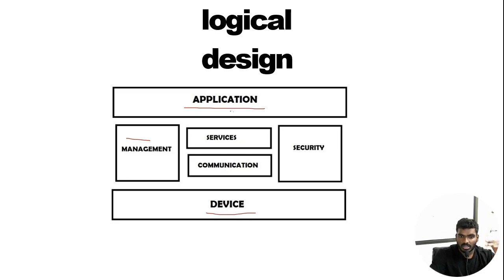So the logical design of the IoT integrates these layers to create an efficient and secure ecosystem where IoT devices communicate, are managed, and provide meaningful services. By separating the system into distinct layers like application, management services, communication, security, and device, IoT systems can be easily scaled, monitored, and maintained. Each layer plays a crucial role in ensuring the IoT system functions effectively, securely, and offers value to users and the business alike.